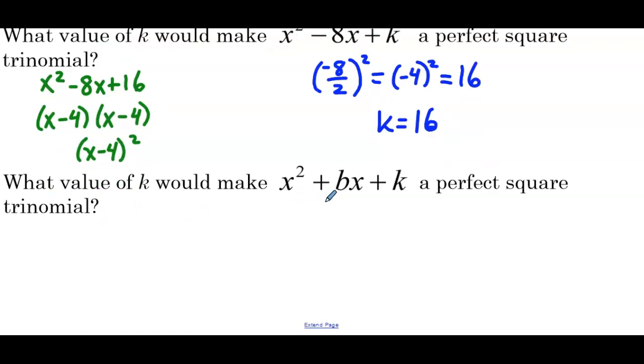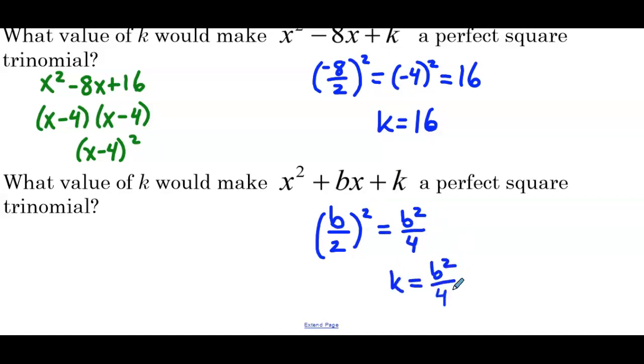So what value of k would make x squared plus bx plus k a perfect square trinomial? So remember, we typically use the letter b to represent the coefficient of x, mainly in the quadratic formula and the discriminant. So we're looking to create a relationship now between that b value and the constant term. So we're going to take half of that middle coefficient, so b over 2, and then we're going to square it. So that's b squared over 4. So k equals b squared over 4.